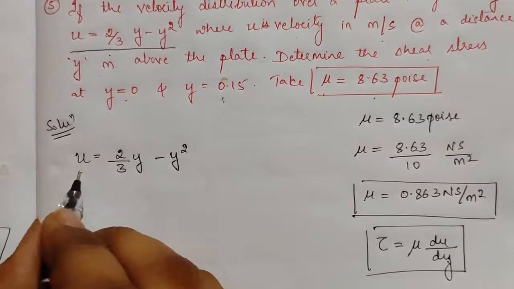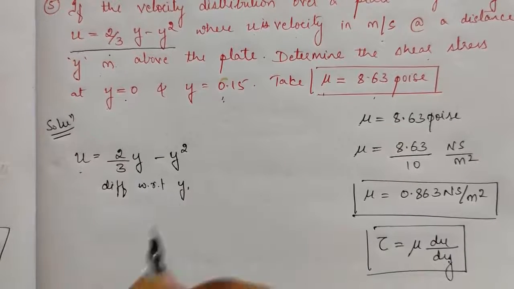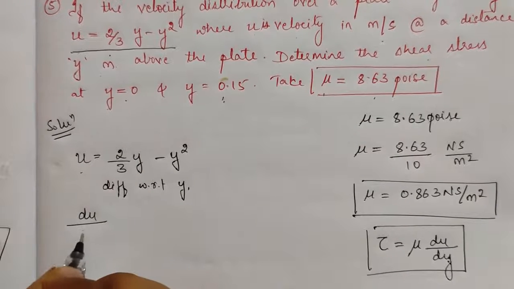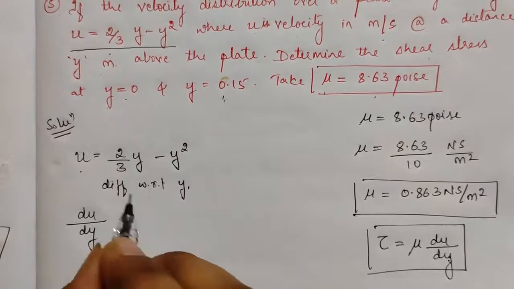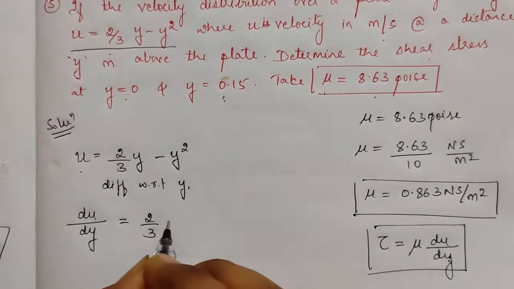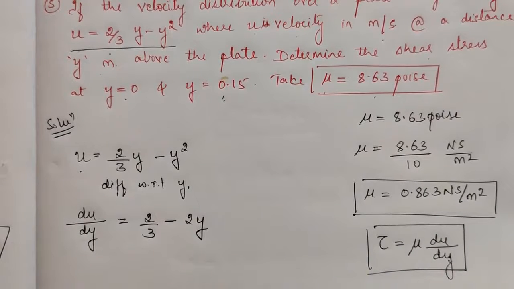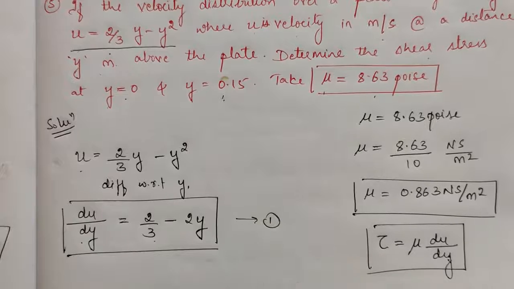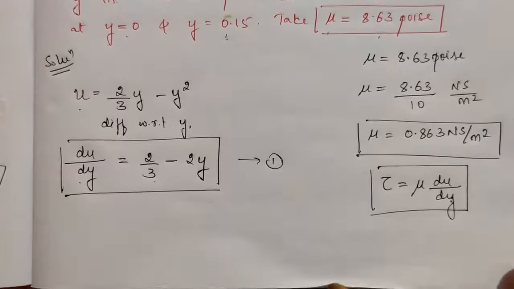So differentiate u with respect to y. Differentiation of 2 by 3 y is 2 by 3 only, minus differentiation of y square, which is 2y. So du by dy is 2 by 3 minus 2y. Take this as equation number 1. Remember this. I will go to the next page, or else I can find it here only.